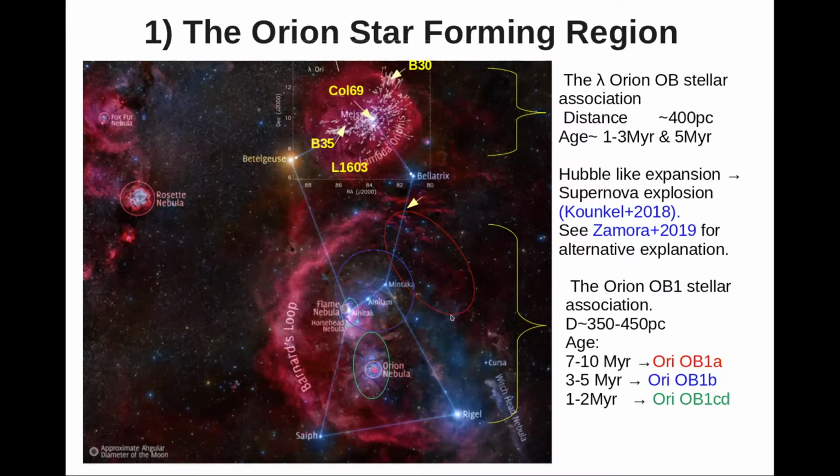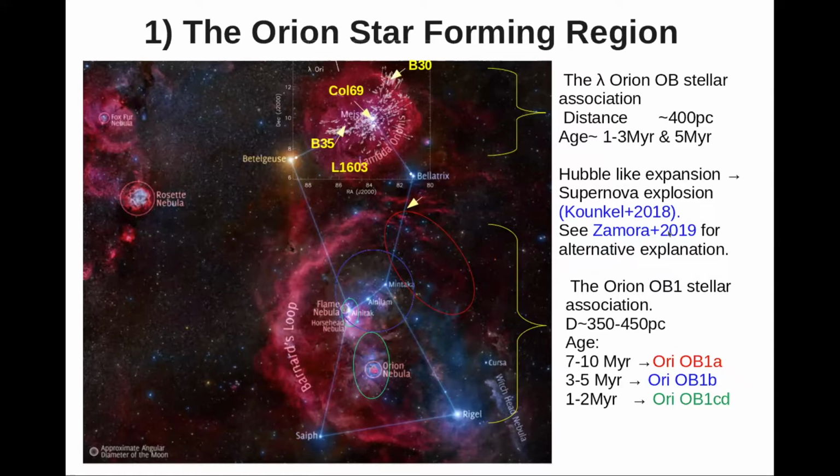Particularly in the Lambda Ori region, the ring of dust and gas and the stellar Hubble-like expansion obtained from proper motion by Marina Kounkel suggests that a supernova explosion formed this region. An alternative scenario of star formation for the Lambda Orionis region, which includes gravitational feedback as a young cluster dispersal mechanism, is in Manuel Zamora's work in 2019.